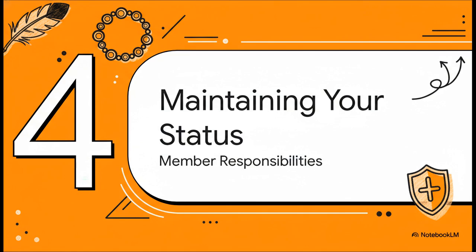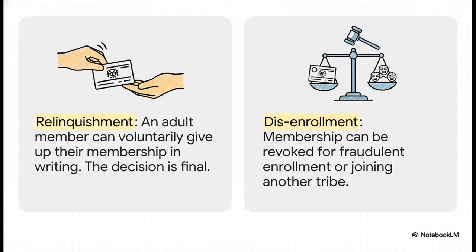Okay, so let's switch gears and assume the best, right? An application is successful. You're in. What happens then? This last section is all about what it means to be a member and how you maintain that status over time. So it turns out membership isn't always permanent. It can end in one of 2 ways. An adult can voluntarily choose to give up their membership. They put it in writing, and that's that. It's final.